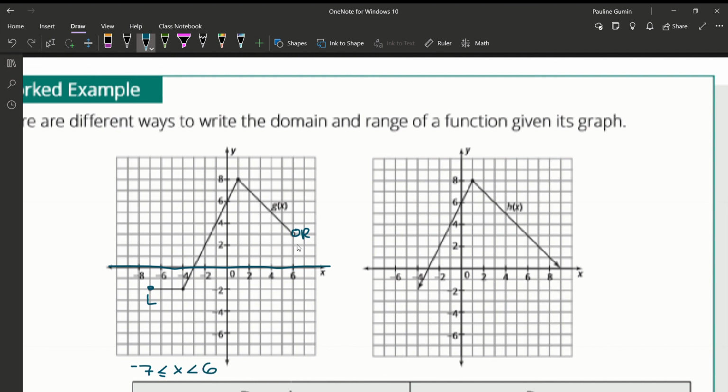When there's an open circle, we use these symbols. When there's a closed circle, greater than or equal to.